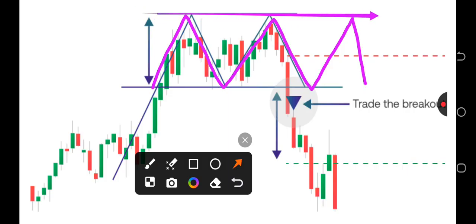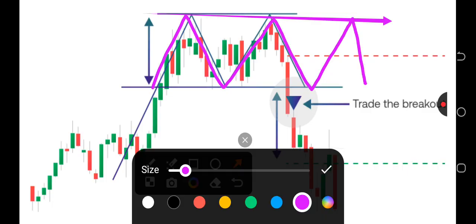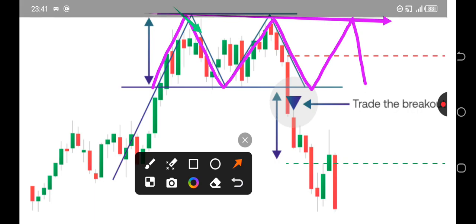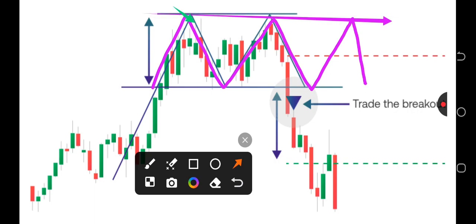You can see 3 touches. Okay, you can see 3 touches there. You can see the first touch, you can see the second touch, you can see the third touch. So this is called a triple top pattern. Always have it in mind that this area is the neckline.